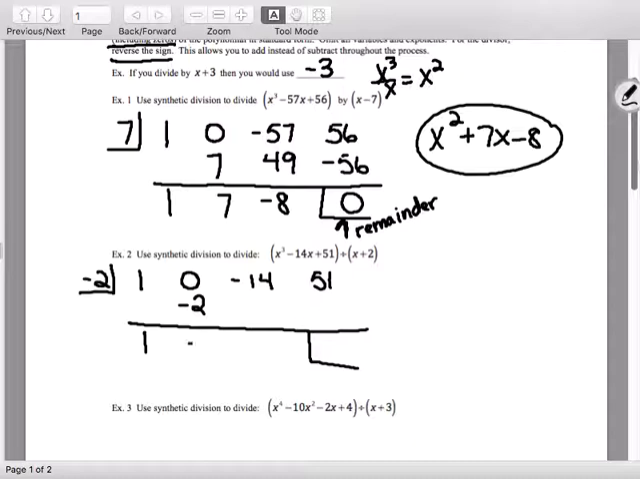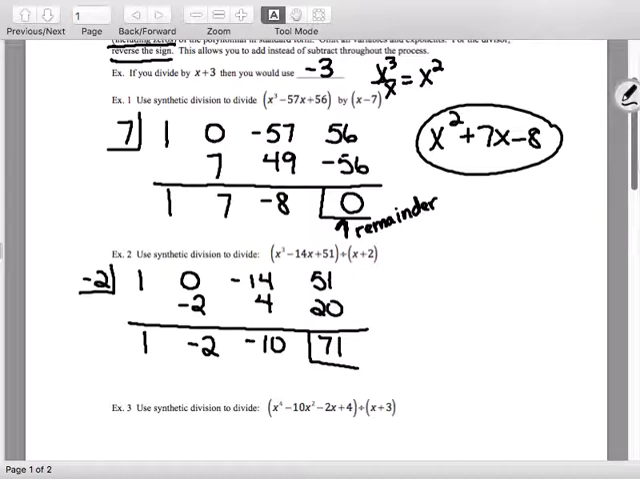0 plus -2 is -2. Repeat. -2 times -2 is +4. Add the column. -2 times -10 is +20. Add the column. So I do have a remainder this time.